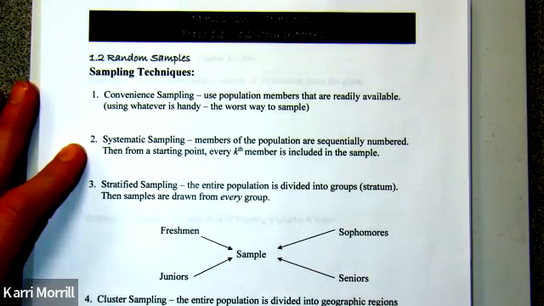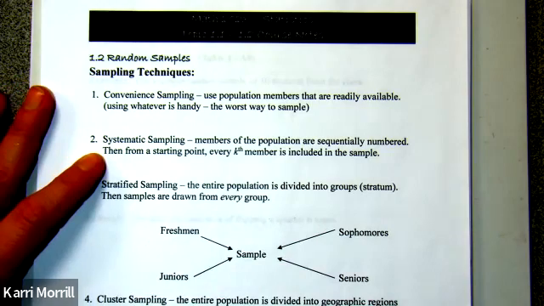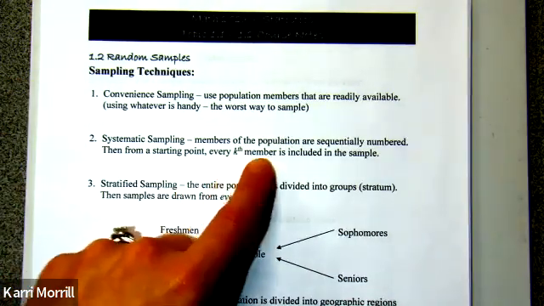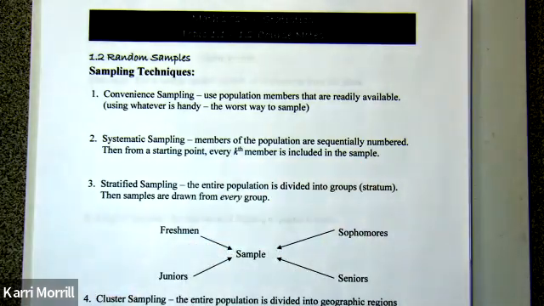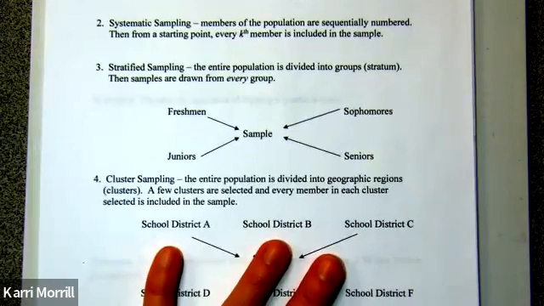Systematic sampling. This would be members of the population sequentially numbered. So basically you're numbering 1, 2, 3, 4, 5, and everybody gets a number. So we start from a starting point, and maybe we pick every 5th member to be included in the sample. So 1, 2, 3, 4, 5, 1, 2, 3, 4, 5. That would be considered systematic sampling.